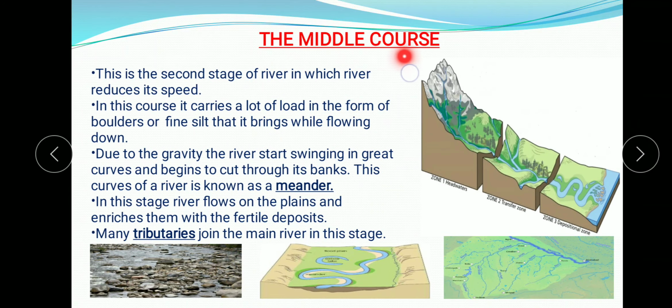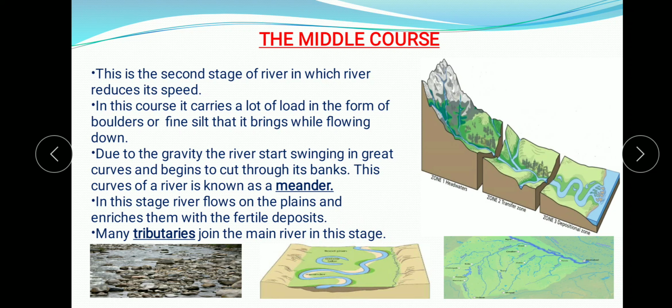The middle course. This is the second stage of river in which river reduces its speed. In this course, it carries a lot of load in the form of boulders or fine silt that it brings while flowing down. Due to the gravity, the river starts swinging in great curves and begins to cut through its banks. This curve of river is known as meander.